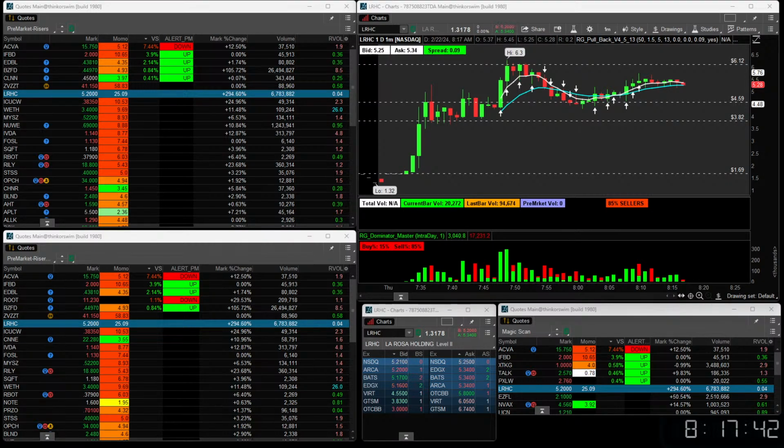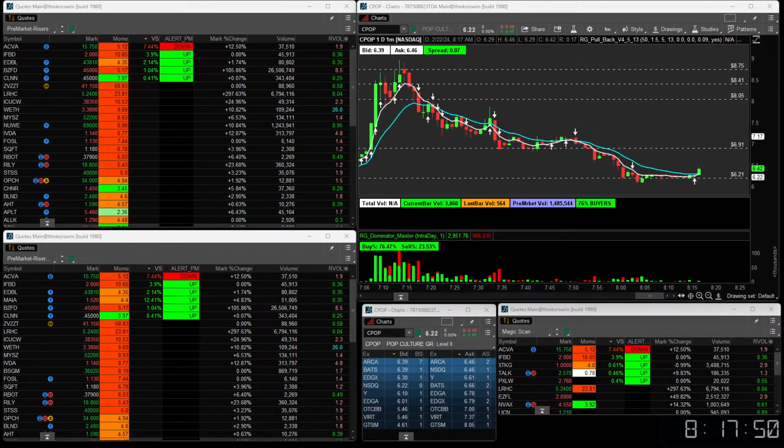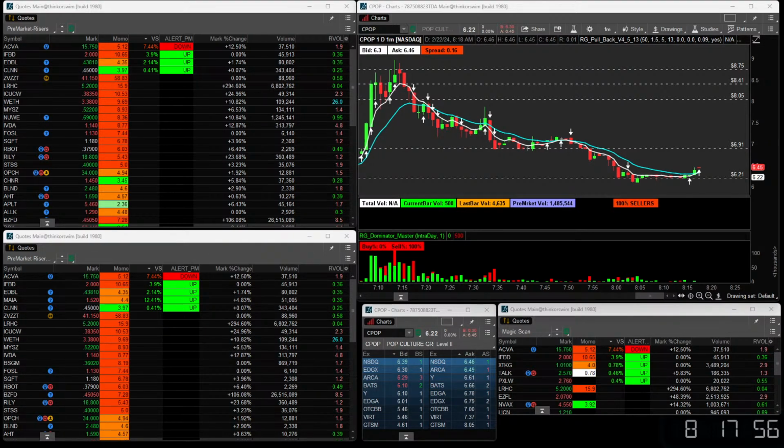Yeah, see, POP's been moving for a couple of days. Probably a good one to watch throughout the day. I've gotten several plays off of it. It's at a bottom, so it may move up at market open.